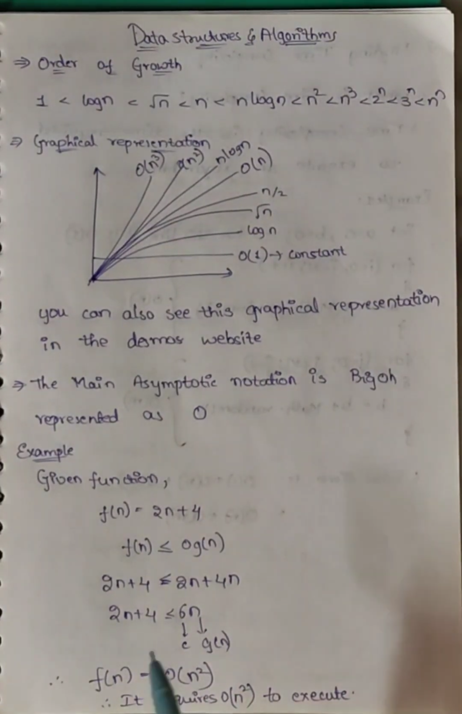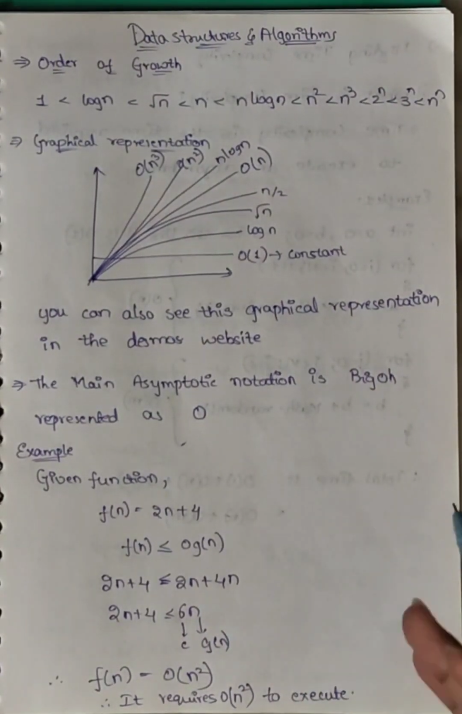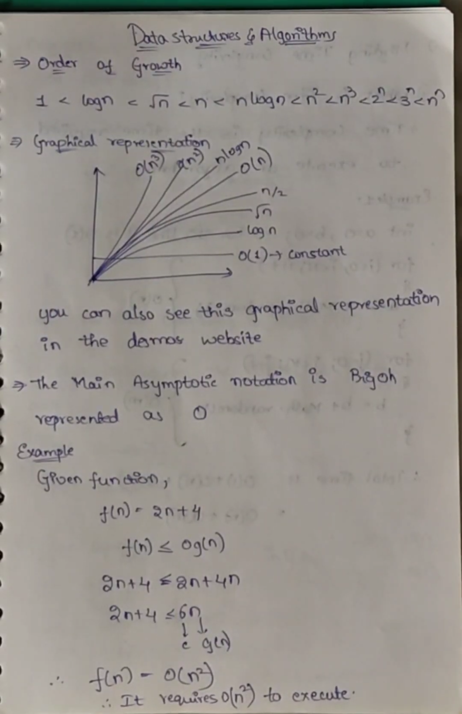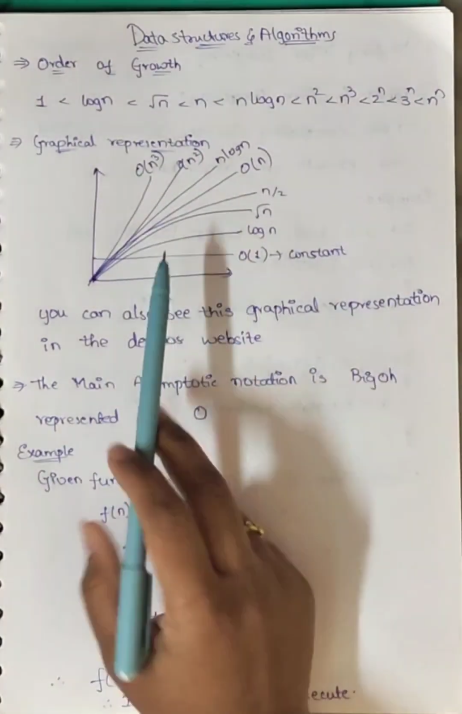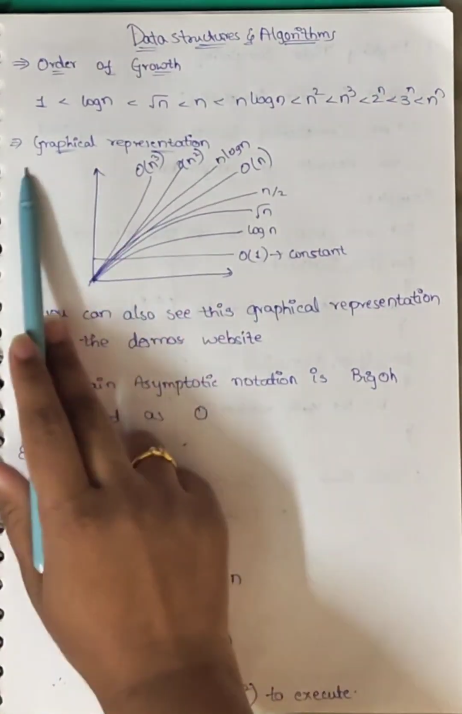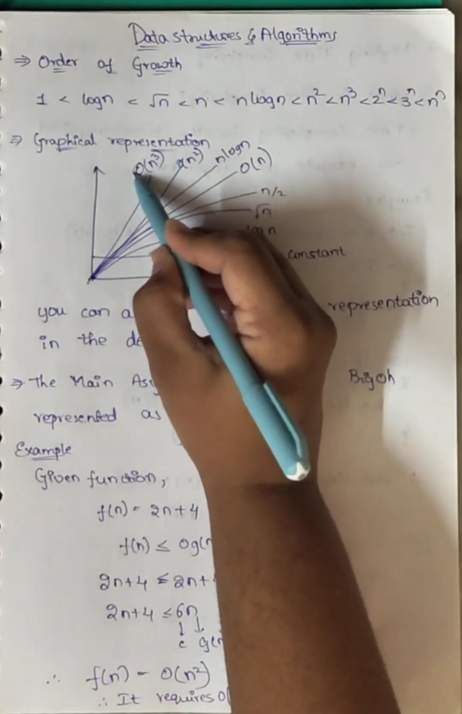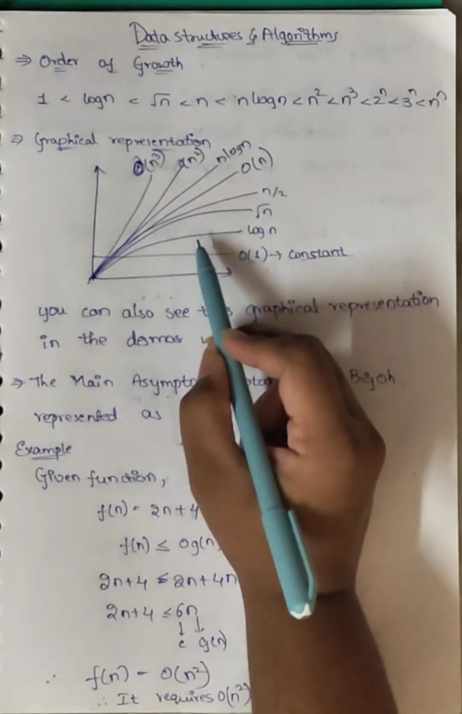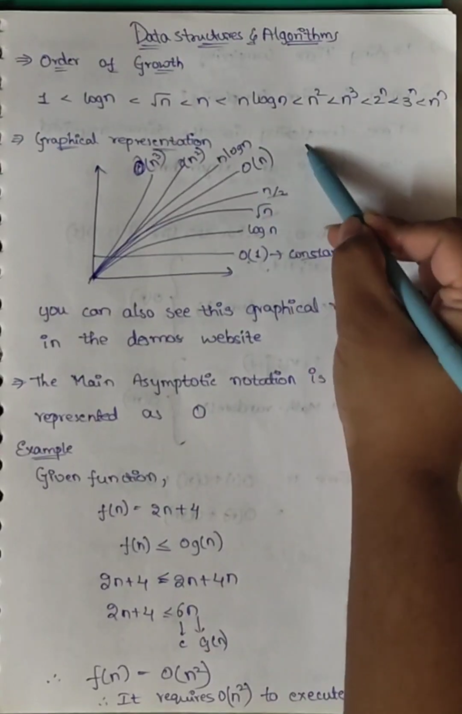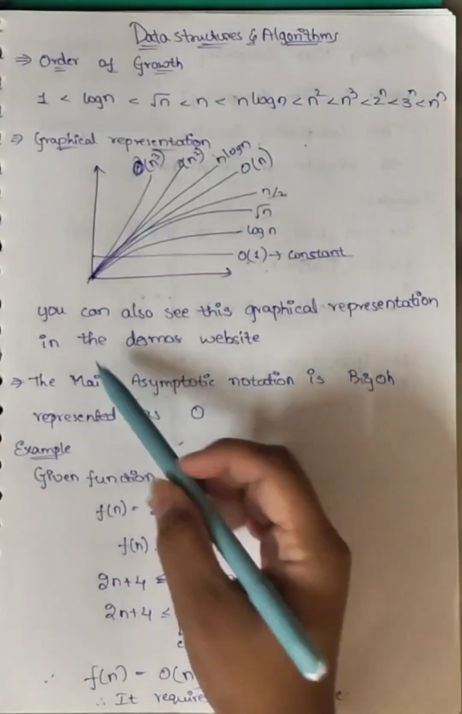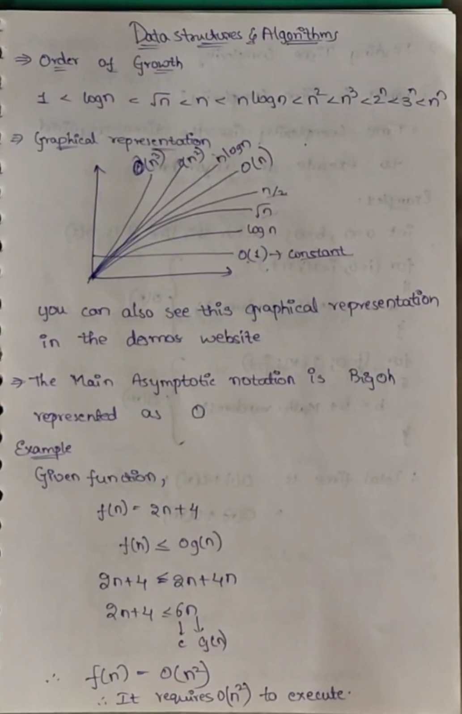Where do we use this? We use it in finding time complexity, which is very important in data structures. The main theme of data structures is nothing but time complexity and space complexity also. We'll discuss that further. Now this is the graphical representation of the order of growth. We say this as big O. Big O of 1 is constant, and then log n, root n, big O of n, n log n, n square, n cube. In this way we represent it in the graphical representation.